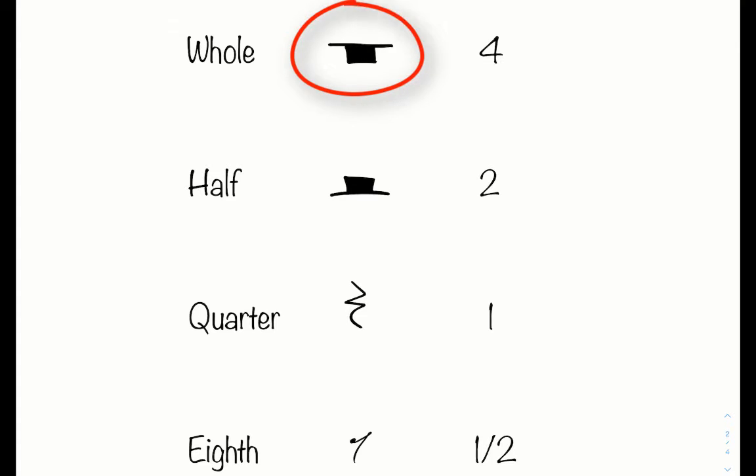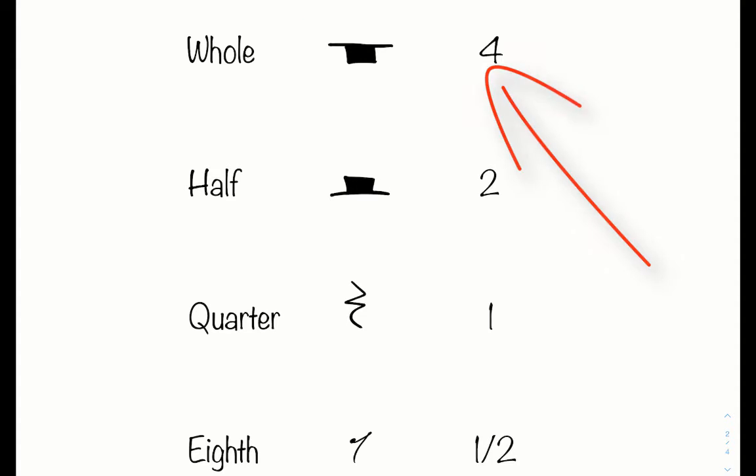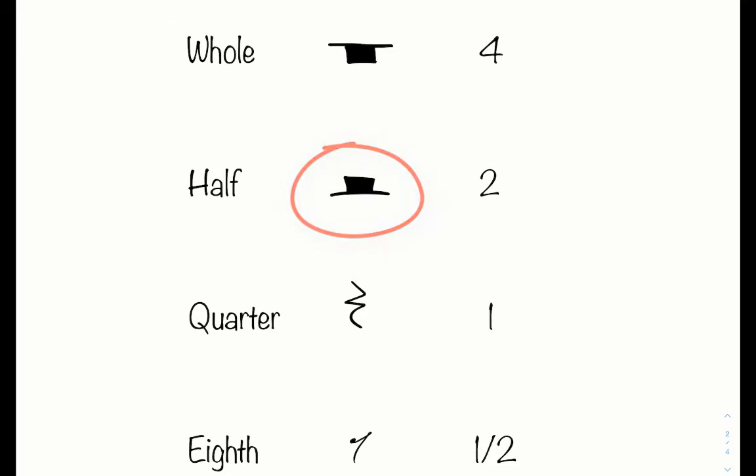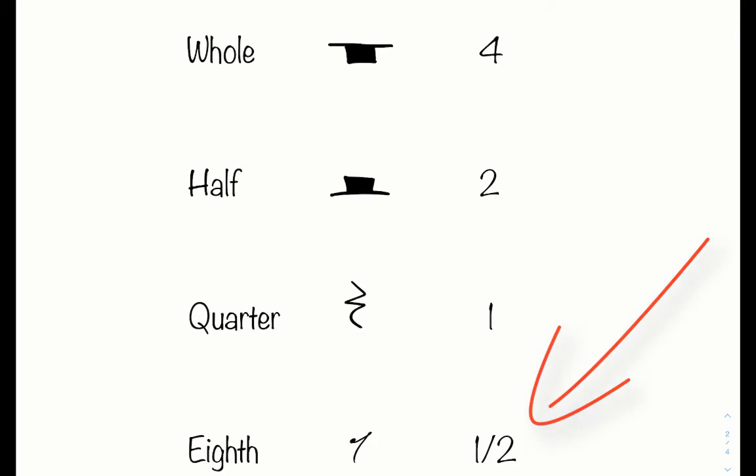So a whole rest is worth 4 beats of silence. A half rest is worth 2 beats of silence. A quarter rest is worth 1 beat of silence. And an eighth rest is worth half a beat of silence.